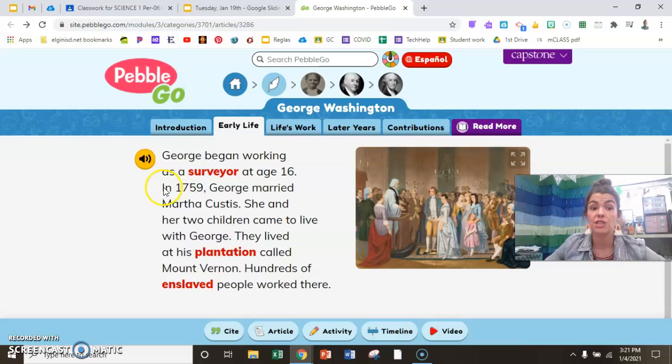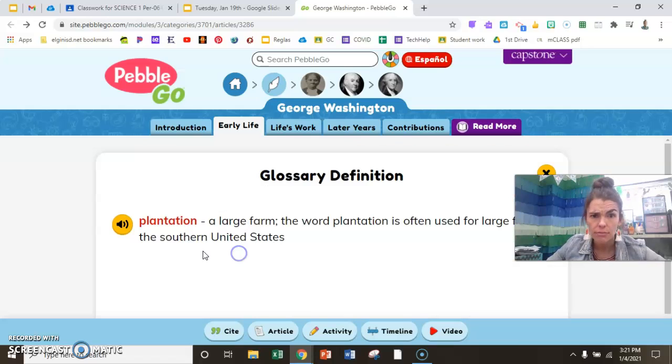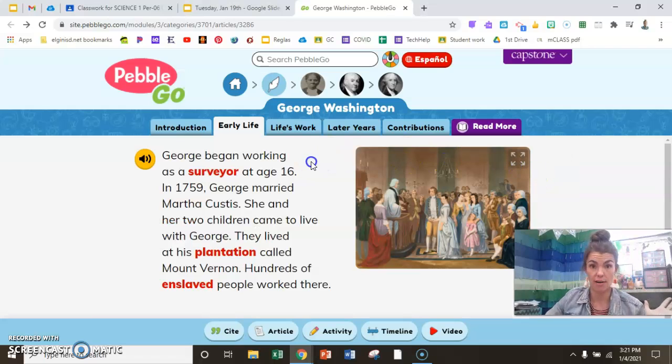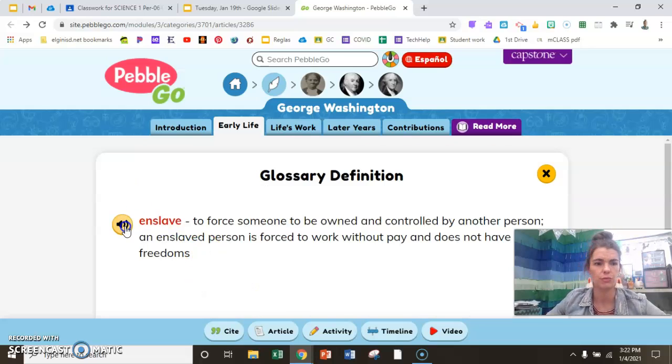We also learned on this page that he was married to a woman named Martha. They had 2 children, and they lived on a plantation. What's a plantation? Plantation. A large farm. The word plantation is often used for large farms in the southern United States. Okay, so now we know he's still living on a farm, but now a much bigger farm called a plantation. And on that plantation, hundreds of enslaved people worked there. Let's learn more about that word too.